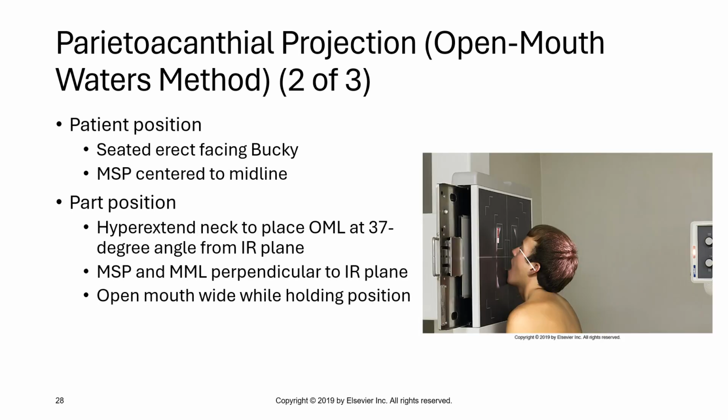So again, now you'll see they say mental meatal line perpendicular, but if they open their mouth, it's not really perpendicular anymore. So better to go with the 37-degree incline, which is actually a 53-degree incline if you do the subtraction. 53 from horizontal, 37 degrees from vertical. Okay, that's what the 37-degree angle is. Okay, so OML 37-degree angle to a vertical plane or the image receptor plane.